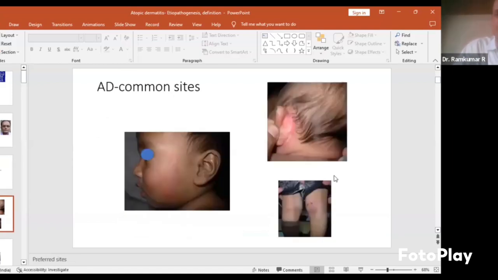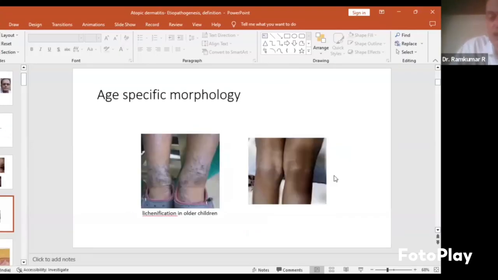Let us look at the common signs. The second thing that we have to know is what the common signs are. If you carefully look at it: face, post-auricular region, popliteal fossa, flexural area, and also extensor in infants. Infant extensor is more common. In older children, flexors are more common. And in older children, the morphology changes. So you have got age-specific morphology and age-specific distribution also.